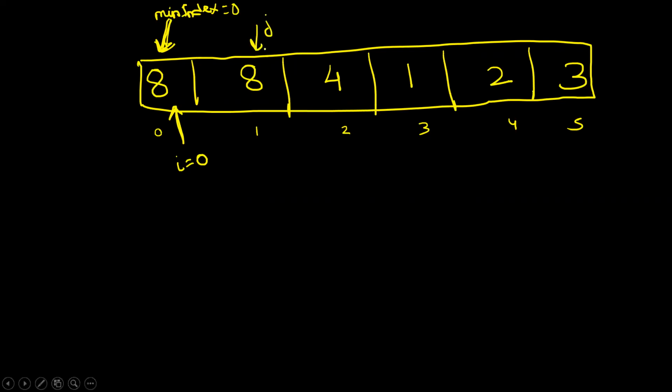So I start j from i plus 1, from here. I check like this: is ARR of j less than ARR of min index?